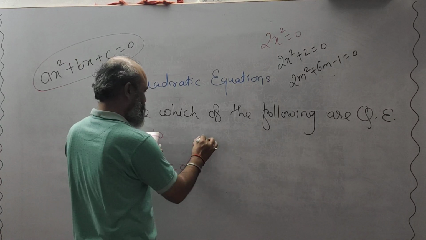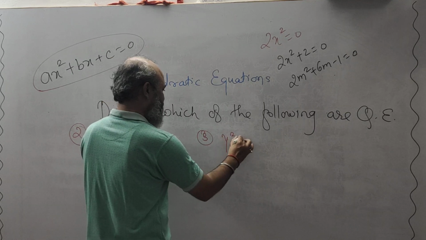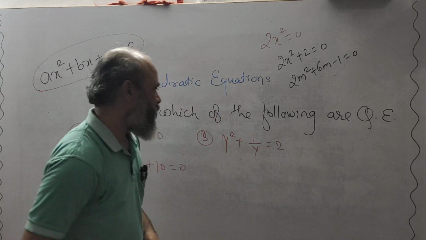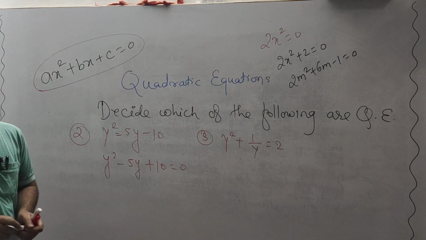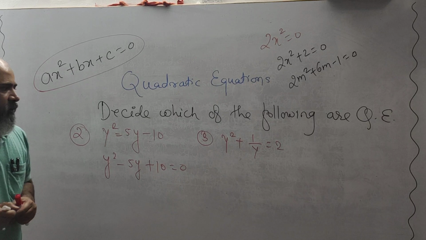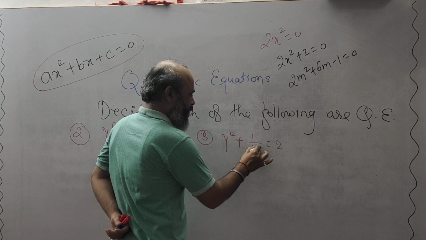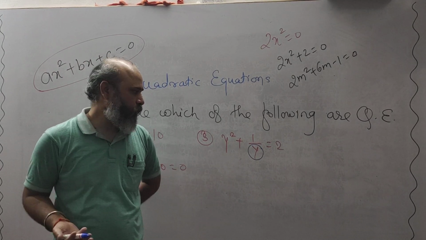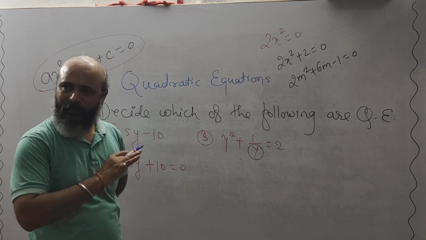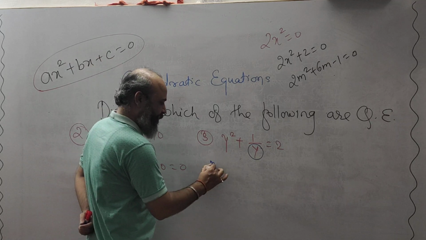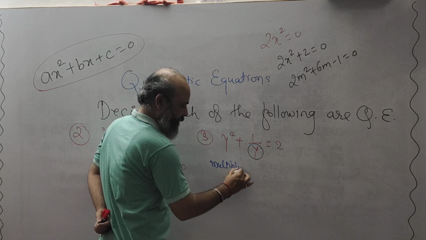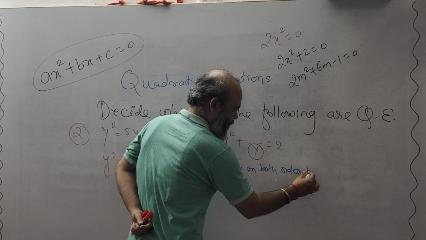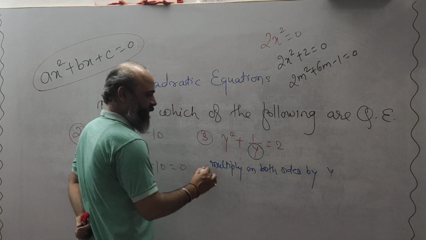Third one is y square plus 1 upon y is equal to 2. Okay, student? Y square plus 1 by y is equal to 2. Right? So here we don't want y in the denominator. So if we don't want it, what we will do? We will multiply on both sides by y.